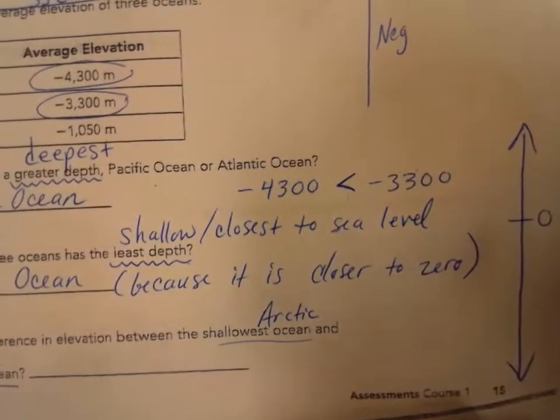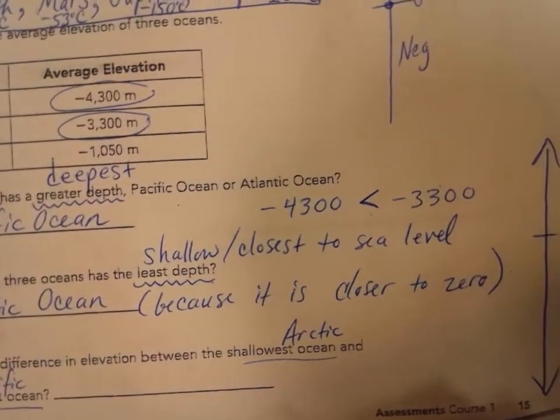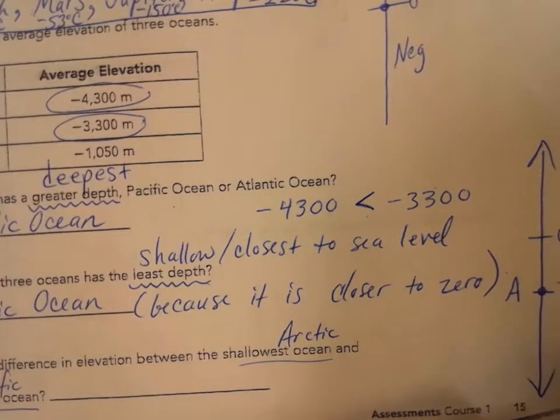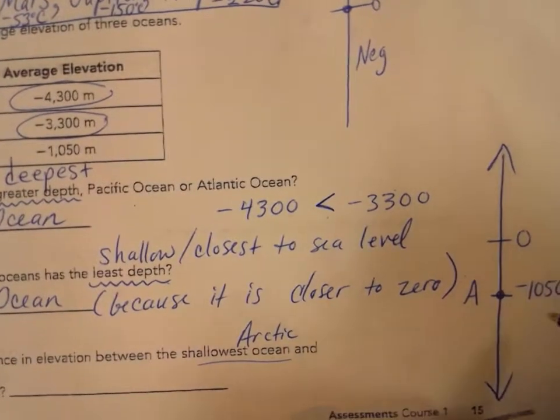So I want to show this on my number line. Over here, I need to move to a negative 1,050 meters for the Arctic. So I'm going to put a point here and call this a negative 1,050 meters. And I might put an A here, that's the Arctic. I'd also say, notice that I moved down on my number line or below 0 because negatives are below 0. They are less than 0 or lower than 0 on a vertical number line.